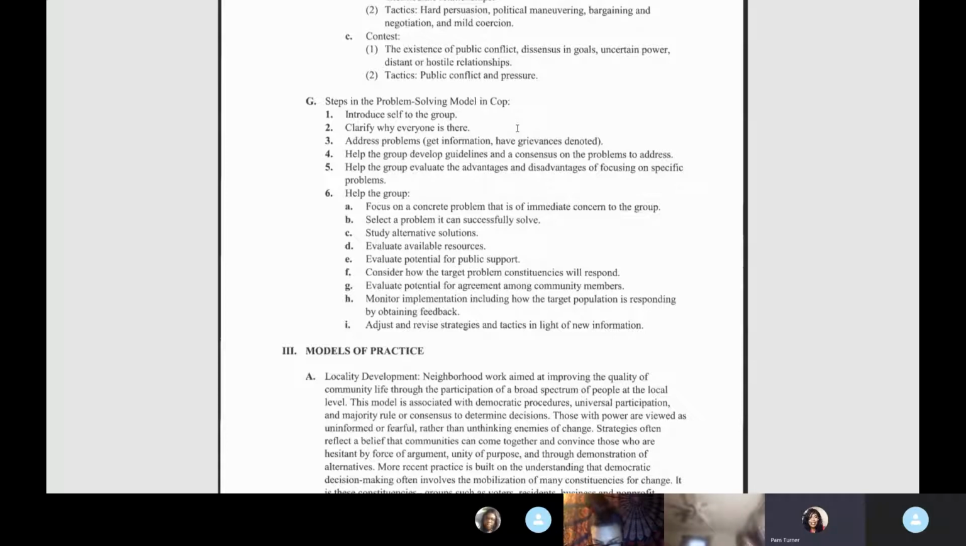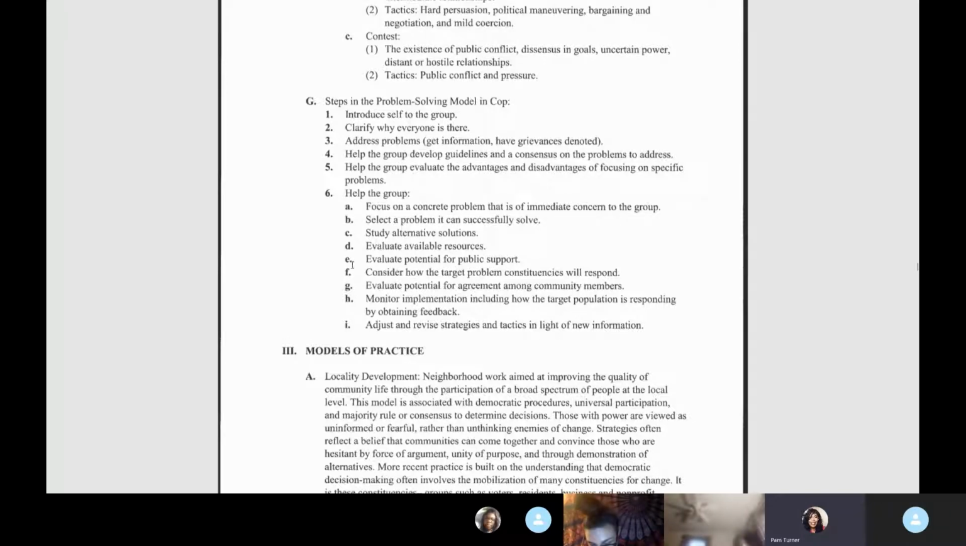I'm Pam Turner. I'm the social worker for this area. And I just really want to address some problems that have been brought to my attention. Because again, most often you don't live there. So those are not your problems, but you want to make sure the community takes ownership. Introduce yourself to the group. Clarify why everyone is there.